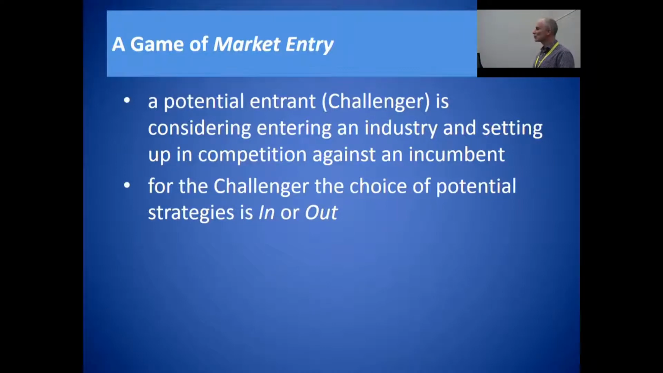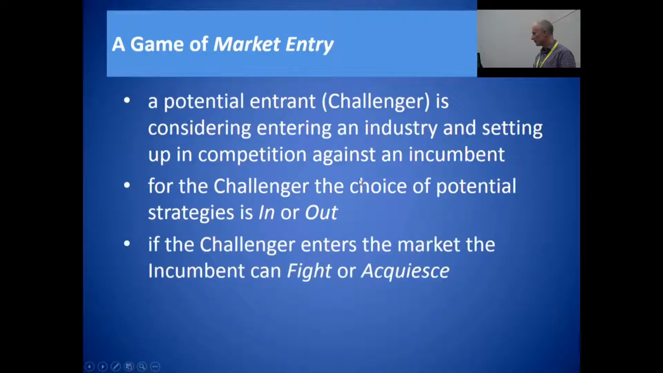Now, if the challenger does choose to enter the market, if it chooses in, then the incumbent firm needs to make a choice. Does it either fight or acquiesce? By fight, we would mean that given the potential entrant enters the market, the incumbent firm would cut prices. It would engage in some sort of competition, some sort of market fight against that challenger. So that's one option. If the challenger enters the market, the incumbent firm can cut prices and it can fight the new entrant. That's one choice.